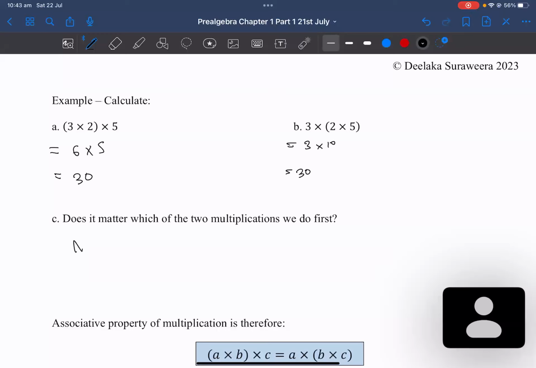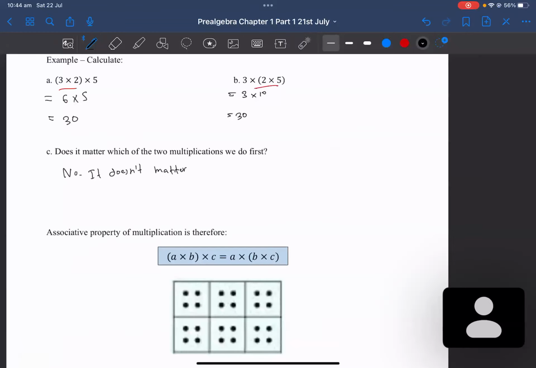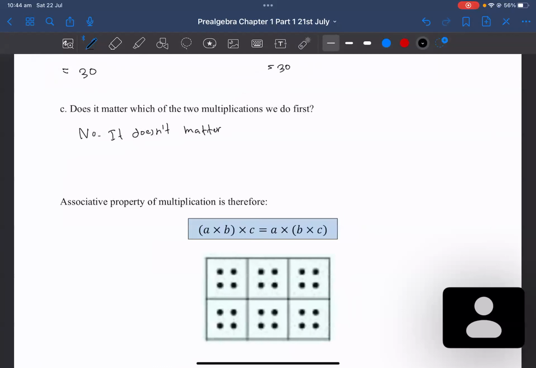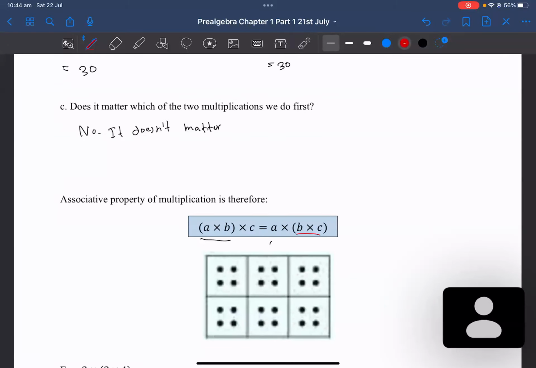And then again, I ask you, does it matter which of the 2 multiplications here we do first? No. You can do any order and you'll see the answer is the same. Look, here I did 3 times 2 first, here I did 2 times 5 first. They both give me the same answer. So that means the associative property of multiplication is (A times B) times C is the same as A times (B times C). It just means the brackets don't matter.